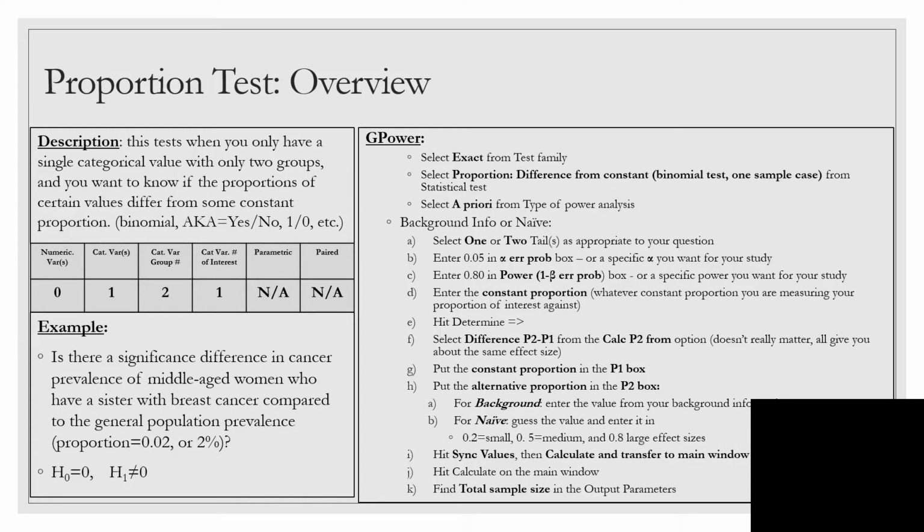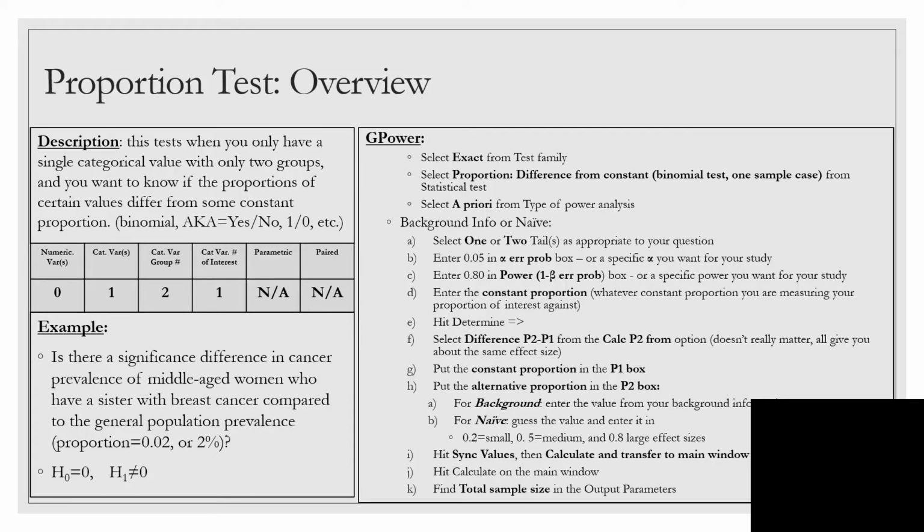We have an example down here. We asked if there's a significant difference in cancer prevalence of middle-aged women who have a sister with breast cancer compared to the general population. So we have one proportion comparing to a constant proportion.